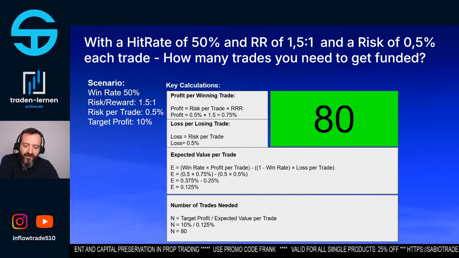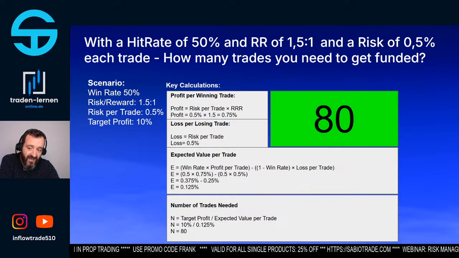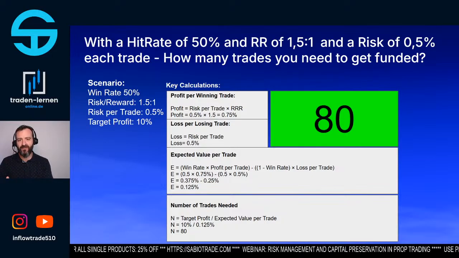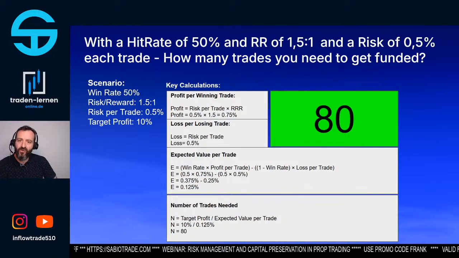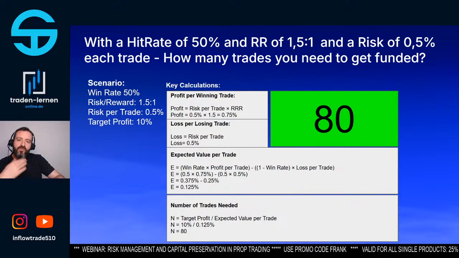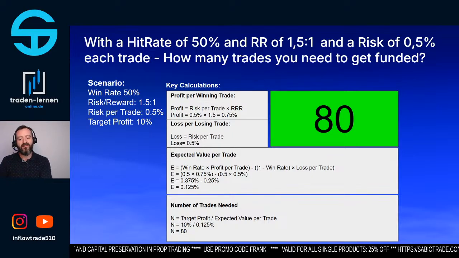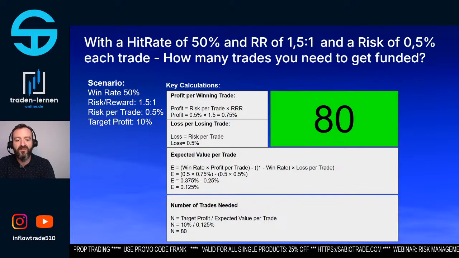Why is this important? It's important because of the number of trades. To calculate them, you need your target profit, which is 10% to get funded, and then divide it by the expected value per trade. The expected value per trade means that you are advancing with every trade you take. And this is the key message: with every trade, the loser and the winner, you are advancing your account in such a system by 0.125%. At the end of the day, you need to accumulate as many trades as needed to get to 10% profit. So if you divide the 10% profit you would like to have by the expected value per trade, you get the number of trades needed in such a trading system.